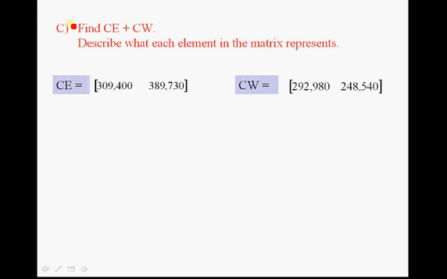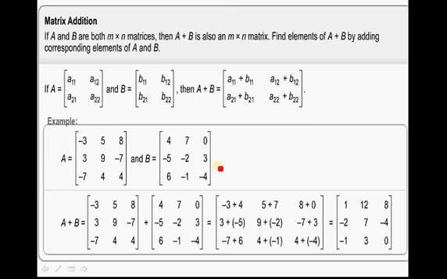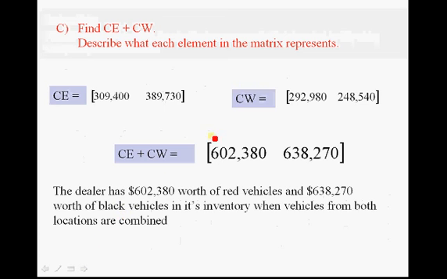Okay, find C times E plus C times W. So now we've found the total cost for each location, and now we need to add that together. Describe what each element of the matrix represents. So let's take a look at that. Review again: we add each element. When you add $309,400 to $292,980, you get $602,380.